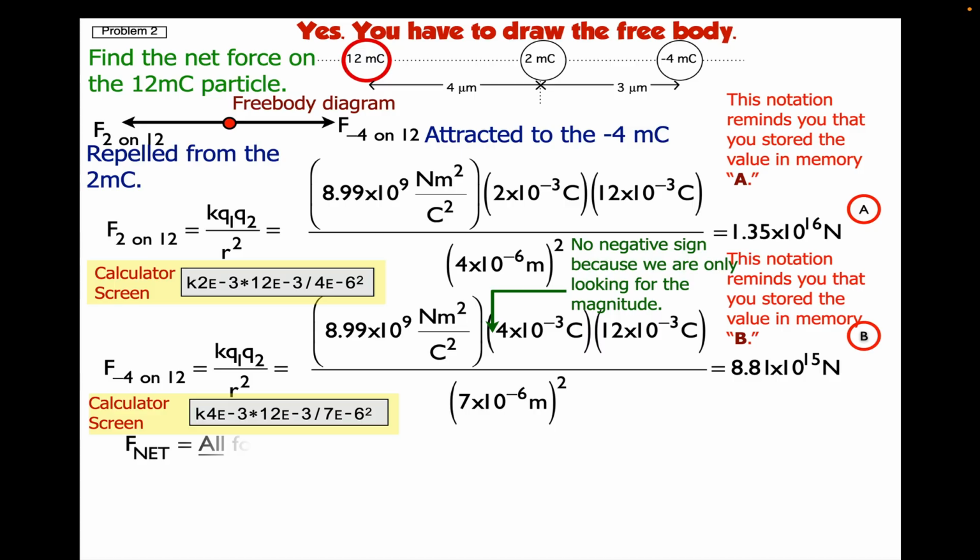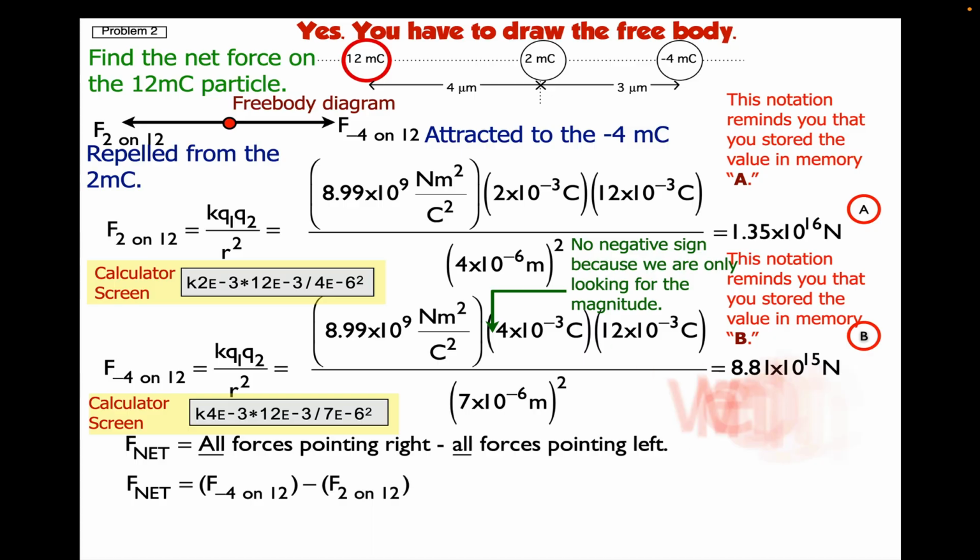Net force. To find the net force, we say all the forces pointing right minus all the forces pointing left. This is kind of easy because I only have two forces, one points right, one points left. I'm making everything that's going to the right positive in my equation, and everything going to the left will become negative. So this is basically what I'm doing.